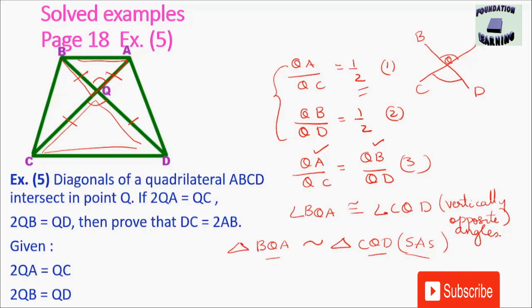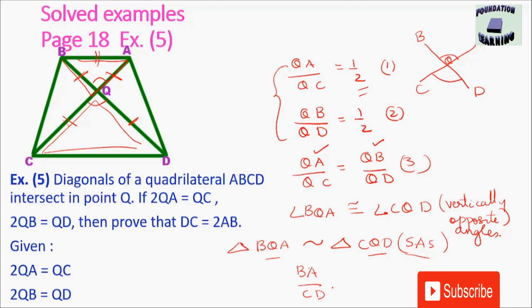So what is the remaining side which is remaining now? The third side which is remaining, we have taken QB and QD, and then we have taken QA and QC. So remaining is this one. So BA upon CD or DC. Okay, BA upon CD.